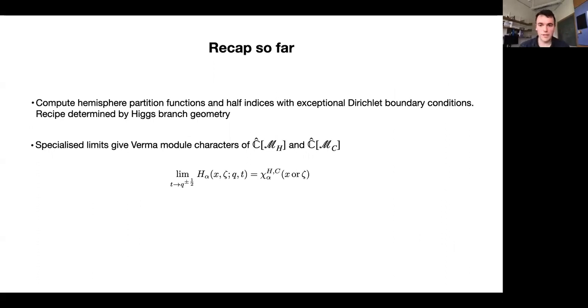So just to recap what we've seen so far. I've discussed how to compute hemisphere partition functions and half indices of this particular class of boundary conditions that are associated to fixed points. And in fact, the recipe is determined entirely by geometry of the Higgs branch. And then we've argued that certain specialized limits of these objects give us Verma module characters of the Higgs branch or the Coulomb branch algebras. That's summarized succinctly in this expression here. So you take your hemisphere partition function, and then you have two limits that give you either the Verma module character of the Higgs branch or the Verma module character of the quantized Coulomb branch.